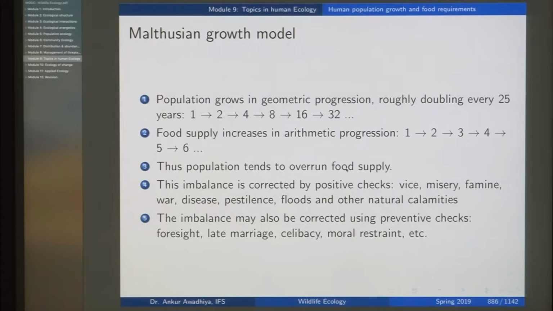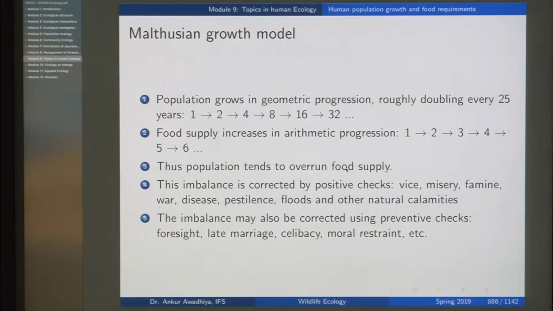In this case, the population tends to overrun the food supply, and you will have an imbalance, because you will have more people and less food to feed all of them. So this imbalance is corrected by two measures. You can have positive checks that nature brings in: vice, misery, famine, war, disease, pestilence, flood, and natural calamities. These are all imbalances brought in by nature, and these he referred to as positive checks.